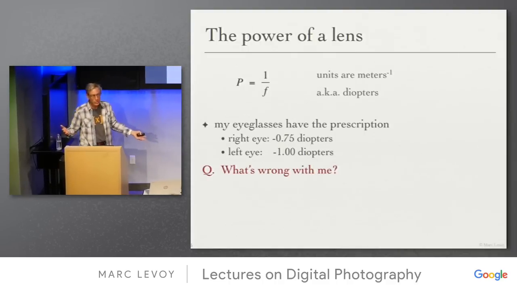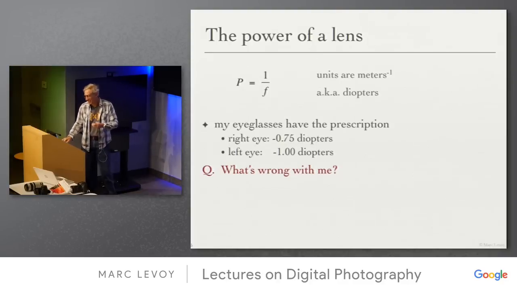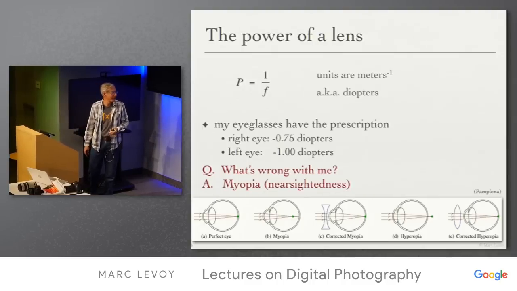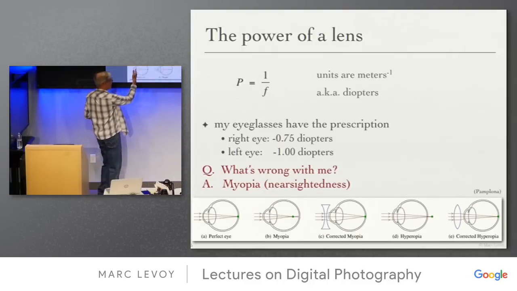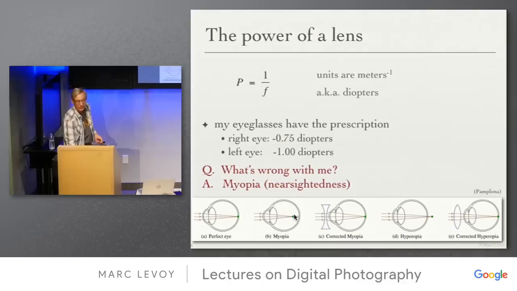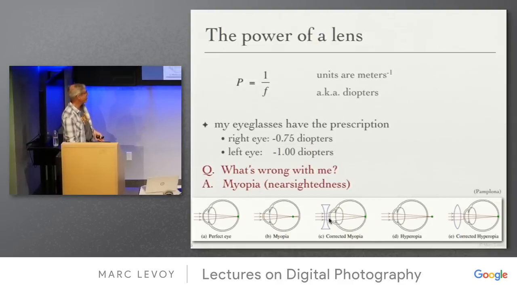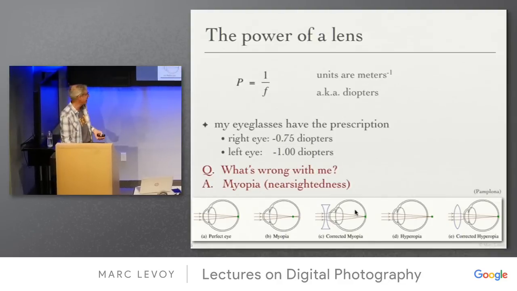So what's wrong with me? What's that? Yeah, I'm slightly nearsighted, called myopia. And what it means is that if a perfect eye would focus light on the retina, my eyes focus here. And so I need a concave lens with negative power in order to stretch those, diverge those rays a bit before they reach the lens in my eye, and that'll bring them to a point there.